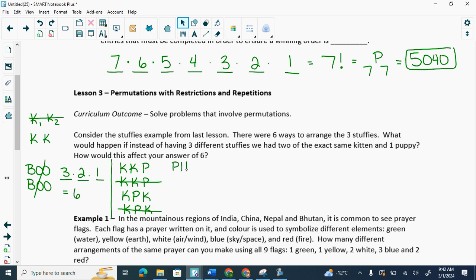Puppy, kitten, ooh, kitten, kitten. Then I could swap the kittens. Puppy, kitten, kitten. Oh, wait, it's the same. So instead of 6, how many did I get this time? 3.